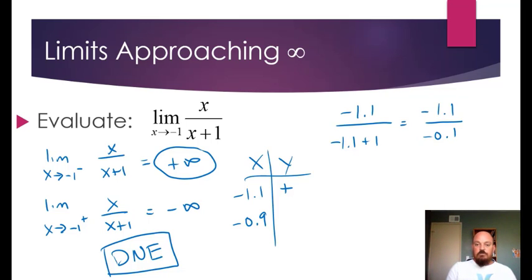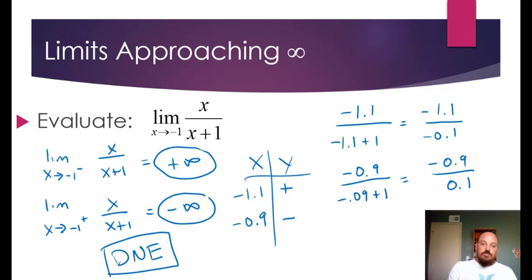Now if I do something just to the right of negative 1, or negative 0.9, and I substitute that into my original function, I would have negative 0.9 over negative 0.9 plus 1, which would be negative 0.9 over positive 0.1. See, now we're dividing negative by positive, and we are getting a negative number. And that's exactly what our graph showed us.